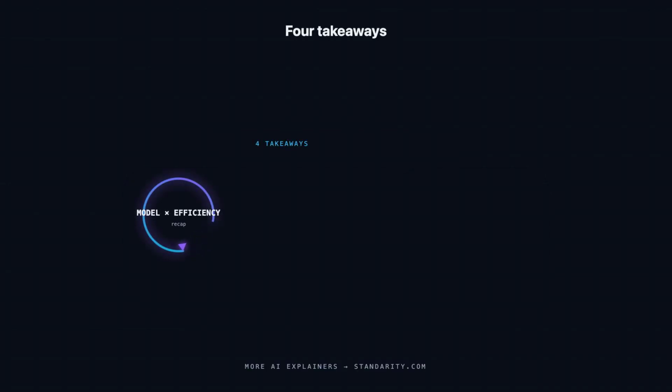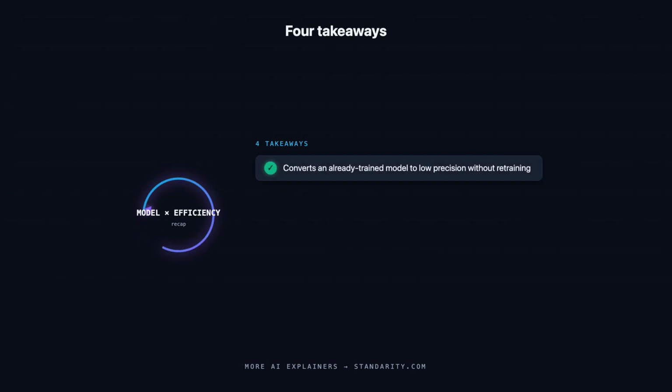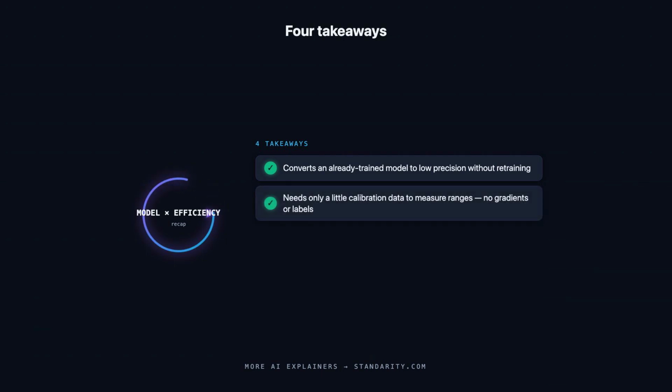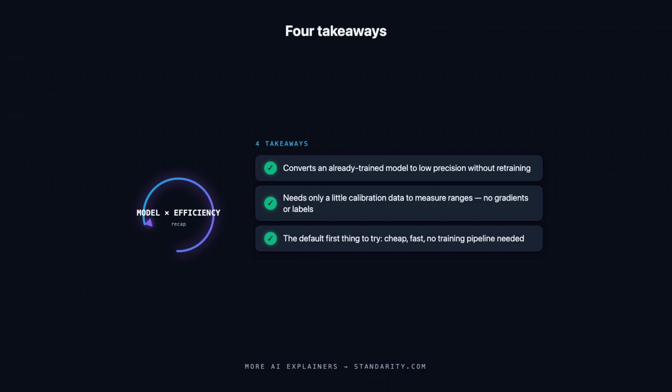All right, let's lock in the essentials. Post-training quantization converts an already trained model to lower precision without retraining, the quickest and most popular way to shrink a model for deployment. It works with just a little calibration data to measure value ranges, then maps the numbers onto 8-bit or 4-bit integers. No gradients or labels required. It is the default first thing to try because it is cheap, fast, and needs no access to the training pipeline, so you can quantize a downloaded model on a laptop.